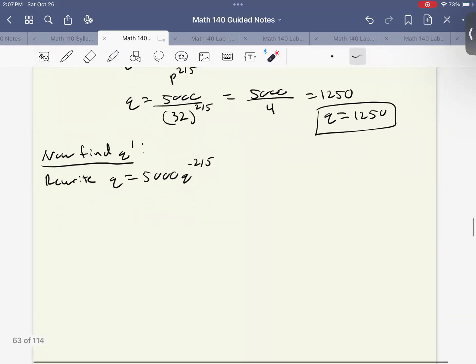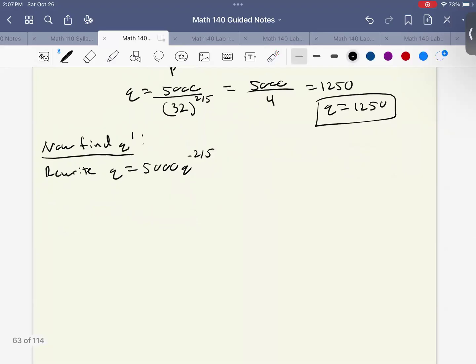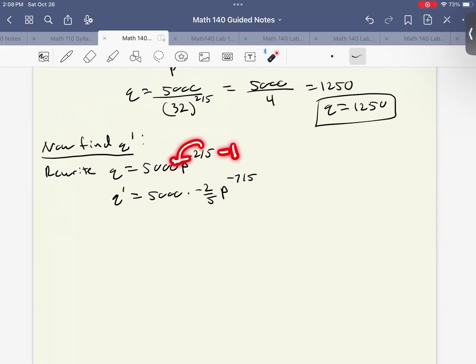Okay, so I need to take a derivative of this now. And so this becomes Q prime equals 5,000 times negative 2/5 P. Excuse me, I have a typo here. This shouldn't be Q, this should be P. Negative 2/5 times P to the negative 7/5. Right, this negative 2/5 drops down and I subtract 1 from it, and negative 2/5 minus 1 is negative 7/5.